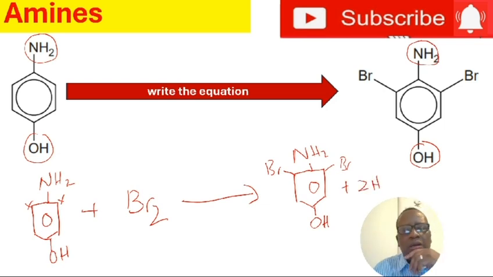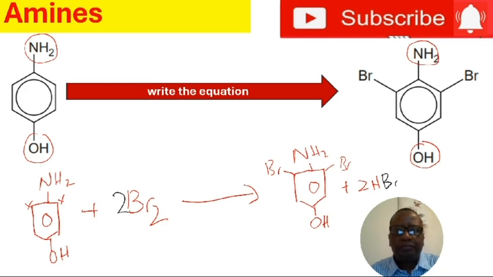But usually we make hydrogen bromide, because the bromine will also react to the hydrogen that has been substituted. So we needed 2 bromines here, and we'll need plus 2 HBr. What do you think? Well done.